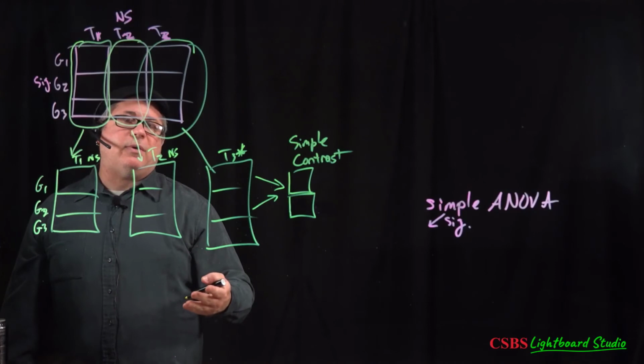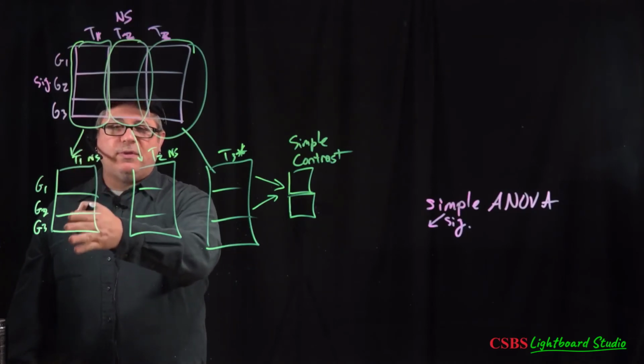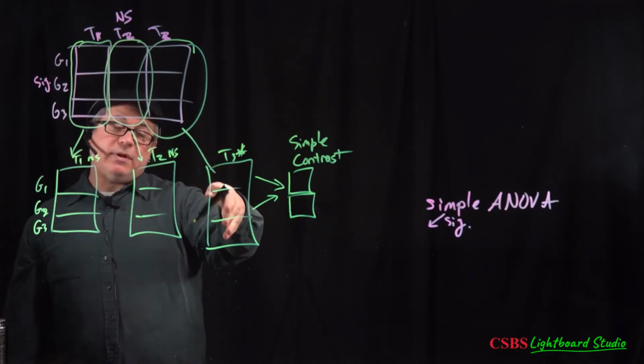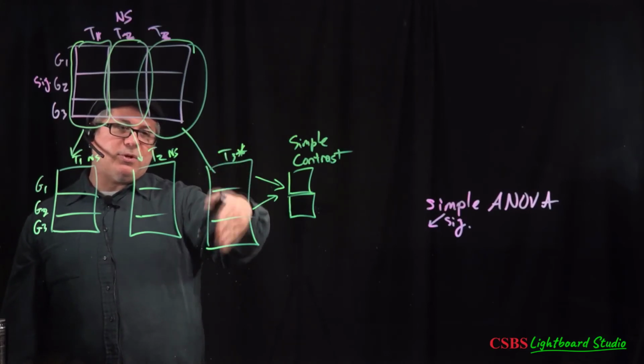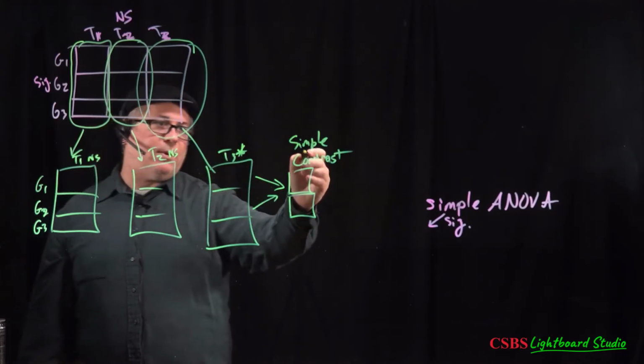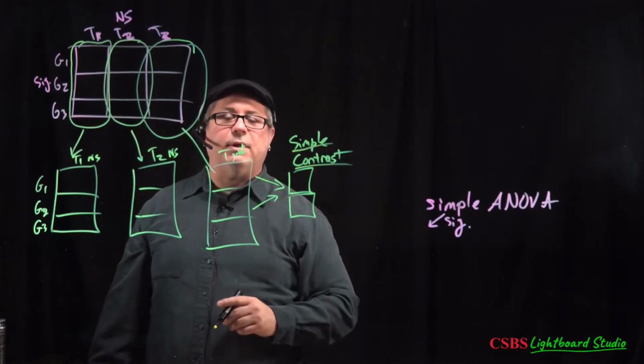So what's driving the interaction? Well, there's no difference at time 1, no difference at time 2, but there is a difference at time 3. So that's what's driving the interaction. Okay, well, which groups are different at time 3? Well, now I need to find out by doing this sort of simple contrast to figure that out.